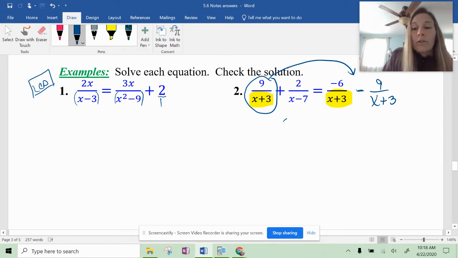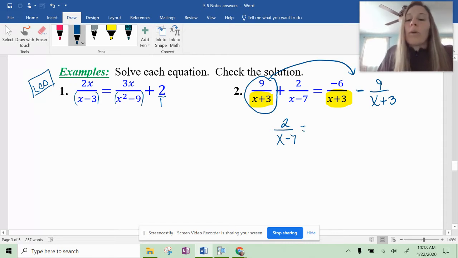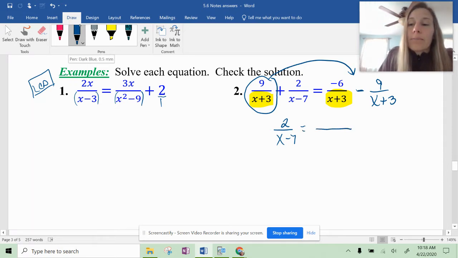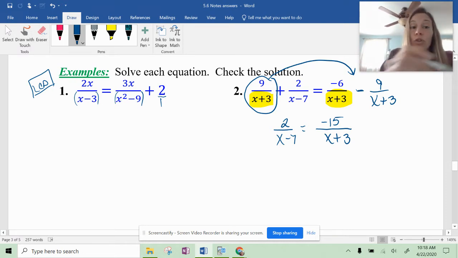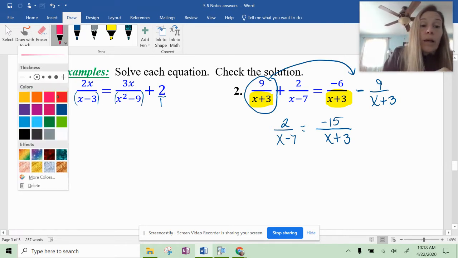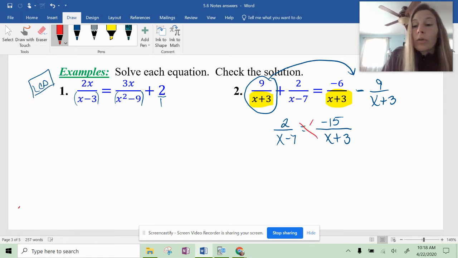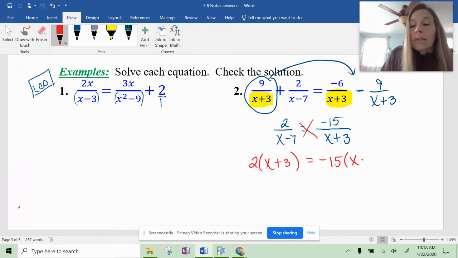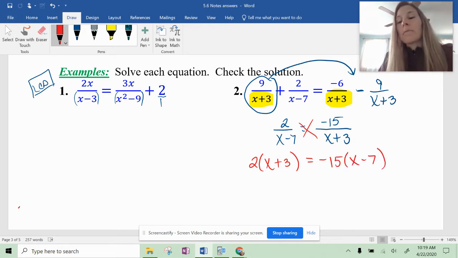So now on the left, you're just going to have 2 over x minus 7. And then on the right, you're going to have -6 minus 9, which is -15, and it's over that common denominator of x plus 3. Once you do that, now you can just cross multiply it like we were doing on the last page, and you can multiply across. So you'll have 2 times parentheses x plus 3 on one side of your equal sign, and then you'll have -15 times x minus 7 on the other side of your equal sign. And then you'll just solve it like a normal equation at this point.